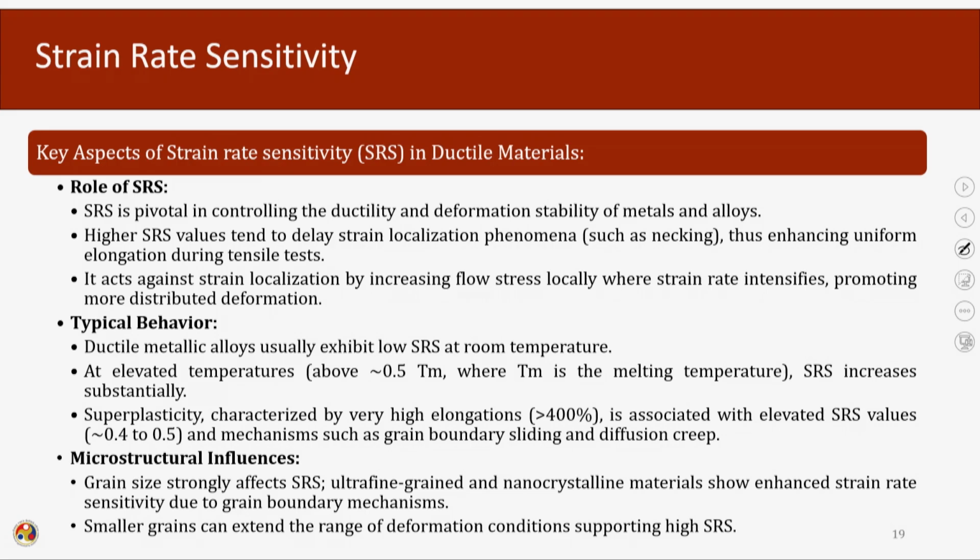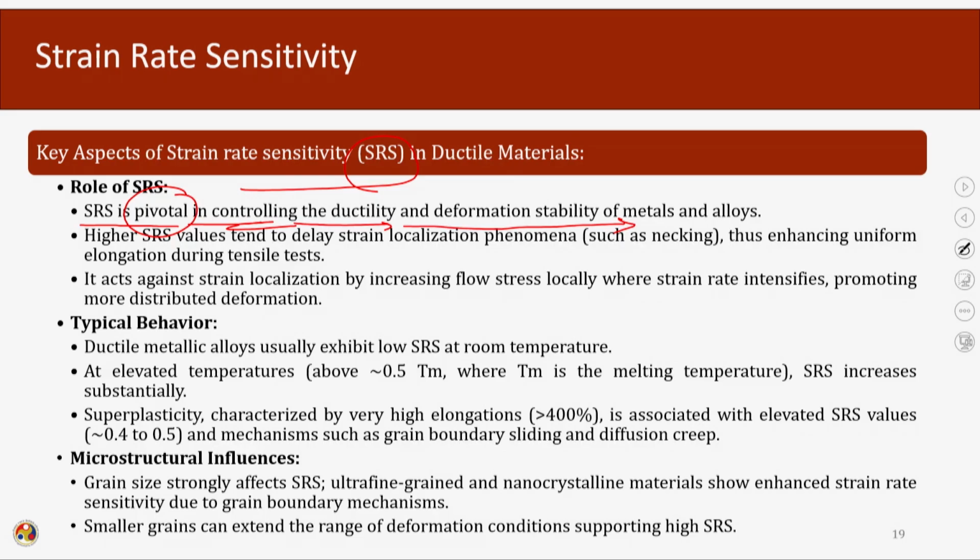So, key aspects of the strain rate sensitivity in ductile materials. What happens in the strain rate sensitivity when we are dealing with a ductile material? We are calling strain rate sensitivity SRS. If SRS is positive, it contributes towards the ductility and deformation stability of metals and alloys. For a ductile material, if SRS is positive, it will play a pivotal role in controlling the ductility and deformation stability of the metals and alloys.